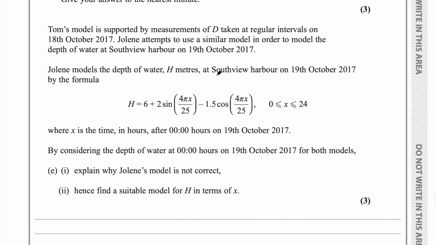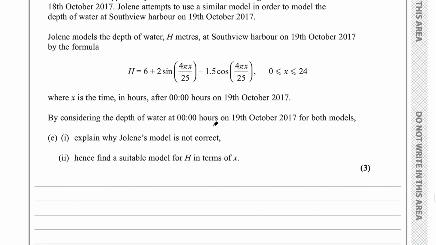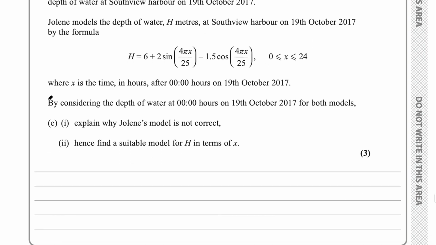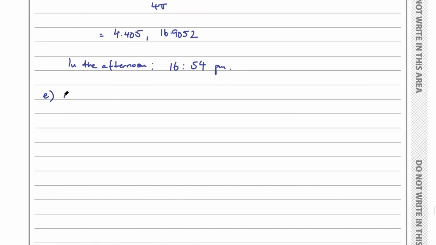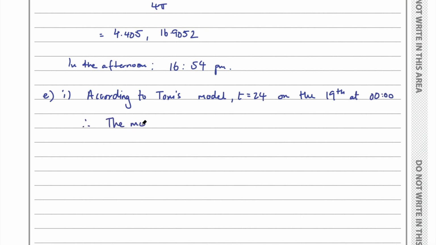So if she starts at 0, 0 on the 19th of October, this is not going to be continuous with Tom's model. So I'm going to say something along those lines. According to Tom's model, T equals 24 on the 19th at 0, 0. Therefore, the models are not continuous.